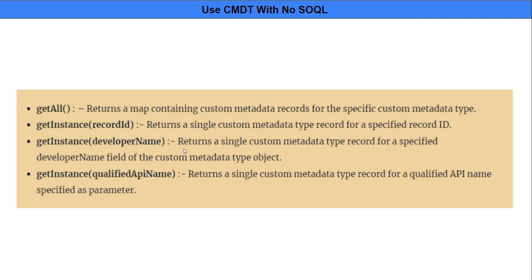we want to access the data stored in custom metadata type without using any SOQL, isn't it? So we do have some system functions: getAll and getInstance. Of course, there are three variations when you use getInstance. So let's write a simple code and see how you can use these functions to access records from custom metadata type.